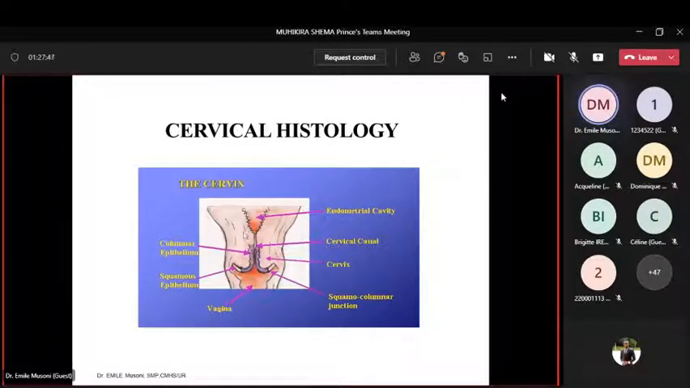So this one is anatomy, you know. The endocervix is lined by columnar epithelium. The ectocervix is lined by squamous epithelium. This is the cervical canal. This is the endometrial cavity. This is the squamocolumnar junction. And below here is the vagina.